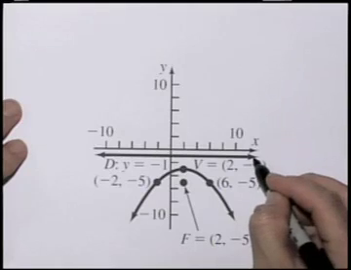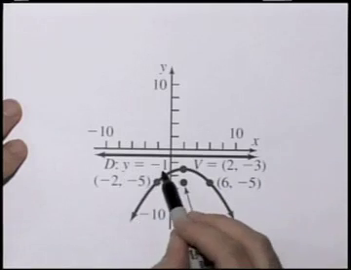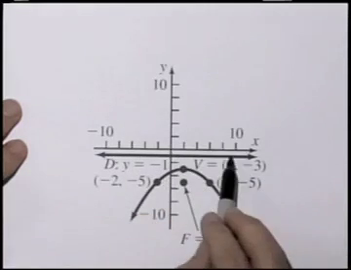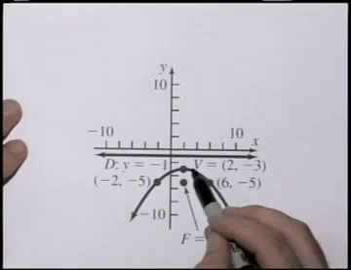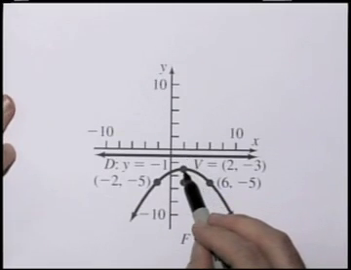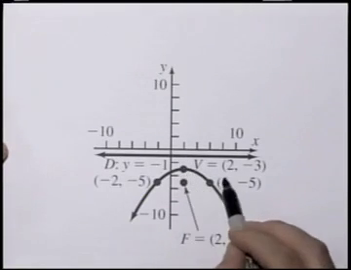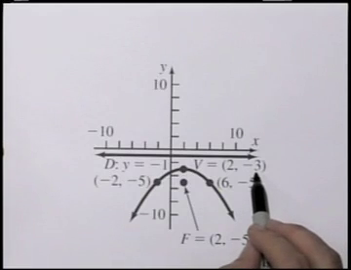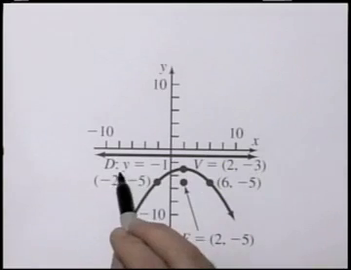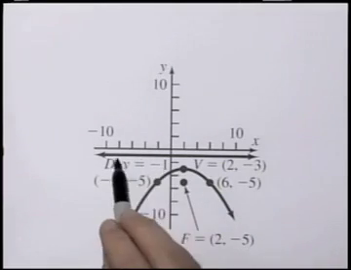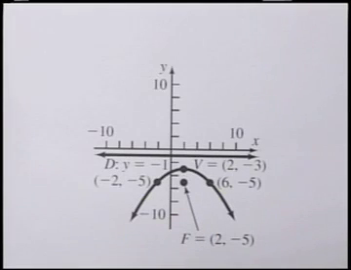And by the way, the directrix is y = -1. It's the equation of a horizontal line, a = 2 units above the vertex. Because the y-coordinate of my vertex is -3, I get that y = -1 is the equation of the directrix.